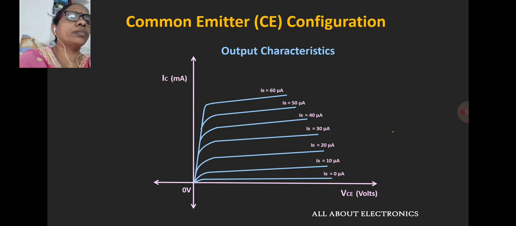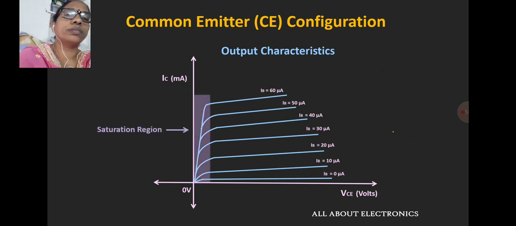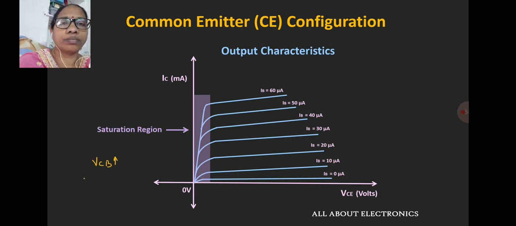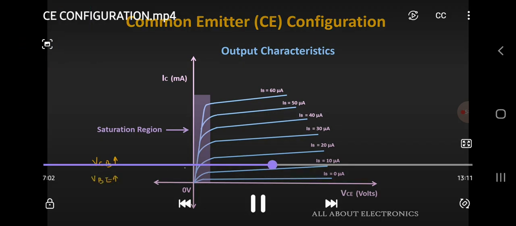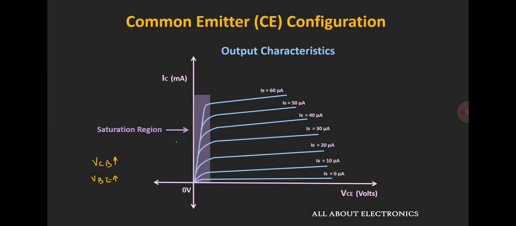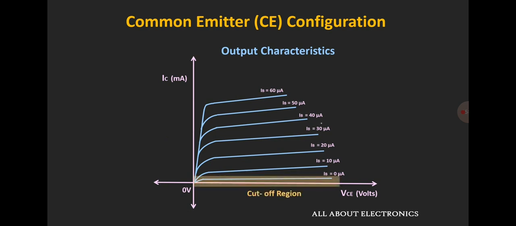Now if we talk about the next region of operation, then it is the saturation region. Now as the value of Vc reduces and gets close to zero, at that time the collector to base junction becomes forward biased. So whenever the collector to base junction and the base to emitter junction are forward biased, in this condition the BJT operates in the saturation region. Then if we talk about the third region of operation, it is the cutoff region. So the transistor operates in this region whenever the base current IB is 0.